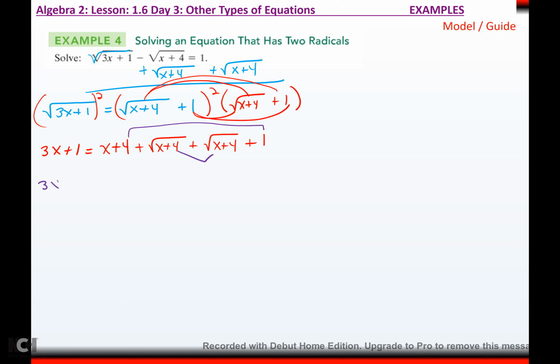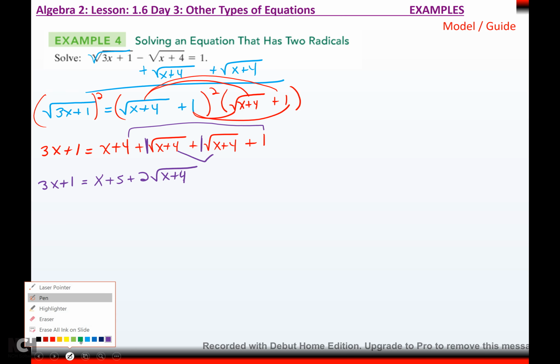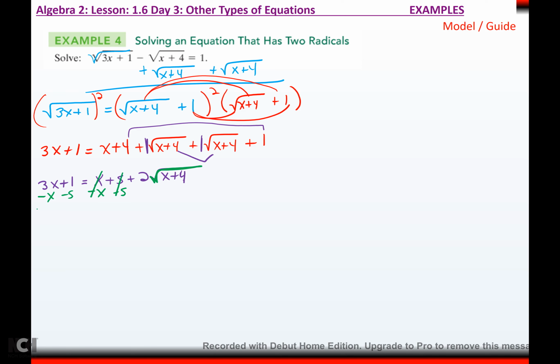I have 3x plus 1 equals x plus 5 plus 2 square roots of x plus 4, because you don't add the insides, you just add the outsides when they match. So now I have to isolate this radical so that I can eliminate it. So I'm going to minus x, I'm going to minus 5, and I can't divide by 2 until you get done the adding and subtracting. So combine like terms, I get 2x minus 4 equals 2 square roots of x plus 4.